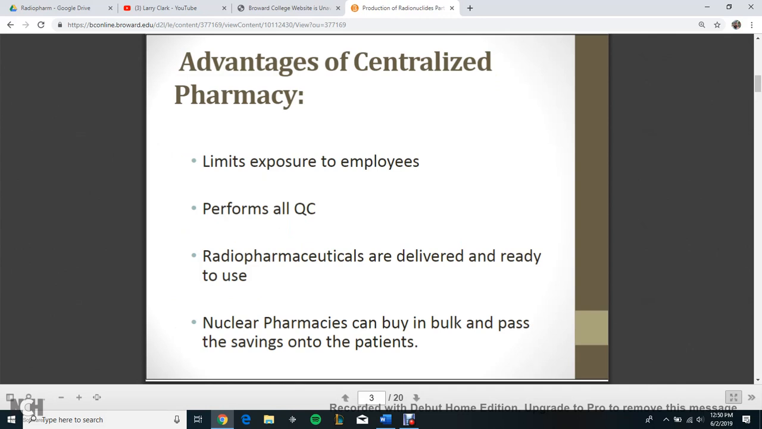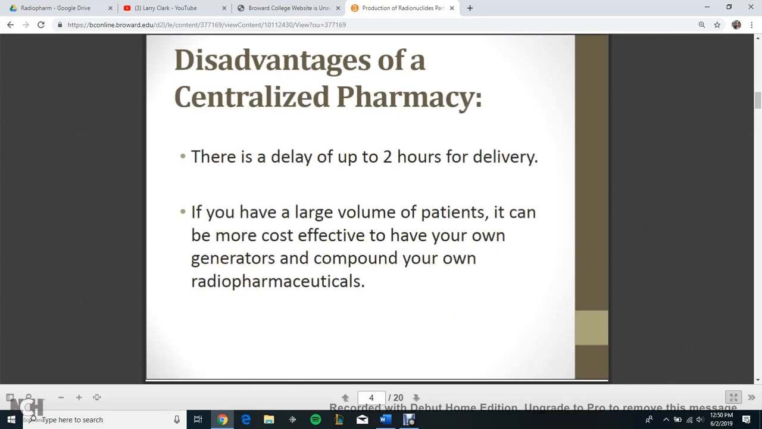Advantages of centralized pharmacy. It limits exposure to employees, and performs all QC. Radiopharmaceuticals are delivered and ready to use. Nuclear pharmacies can buy in bulk and pass the savings on to the patients.